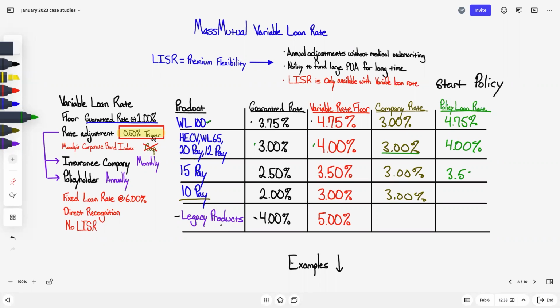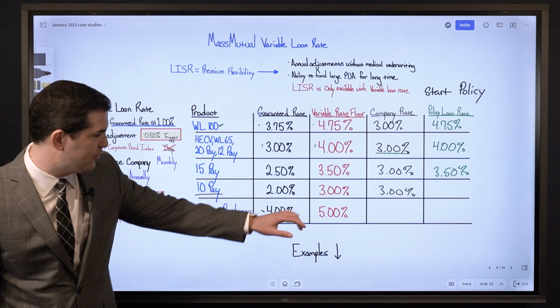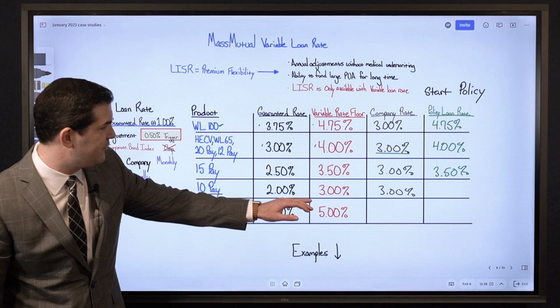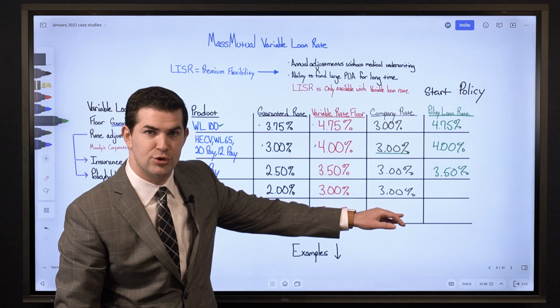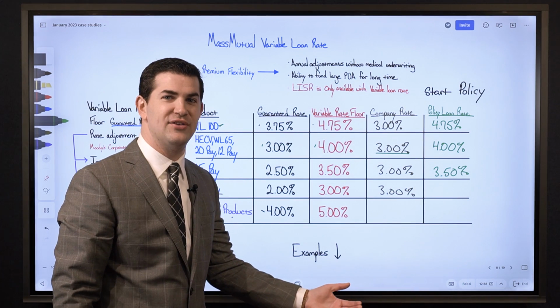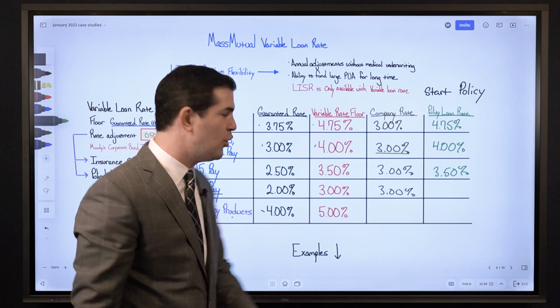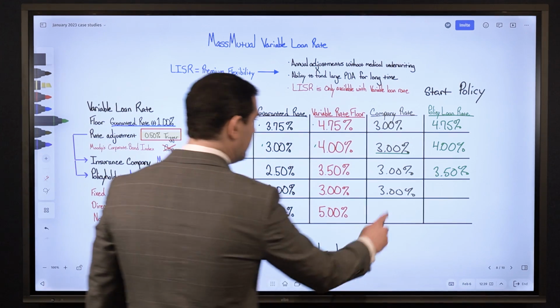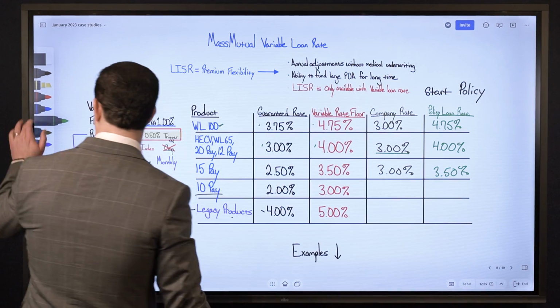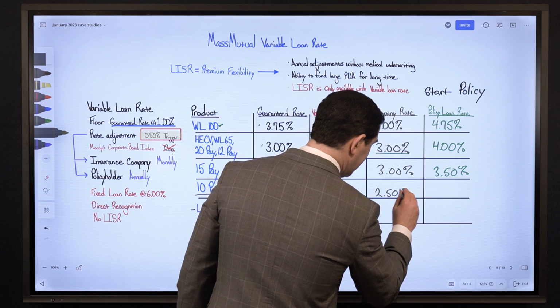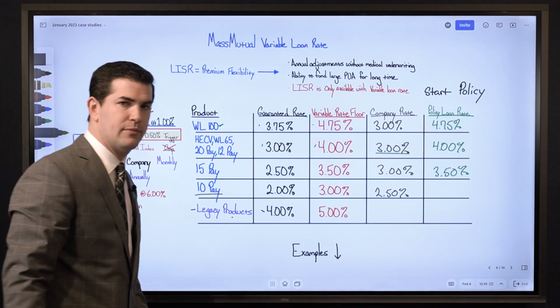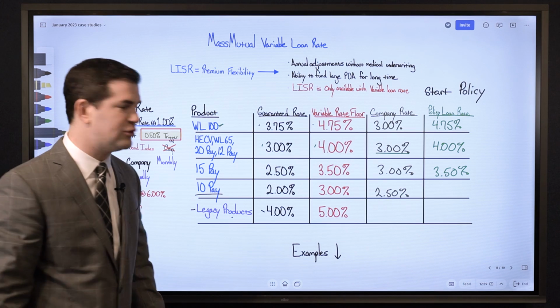Your floor, 3.5%. Let's do the 10-pay a little bit different, because in this case, if you've got that variable loan rate floor of 3% and the company's rate is 3%, what'll happen when you start a policy? It'll be 3%. What if, however, the loan rate was 2.5%? What would it be? What would your rate be is my question. It'd be 3%, because that's your floor.